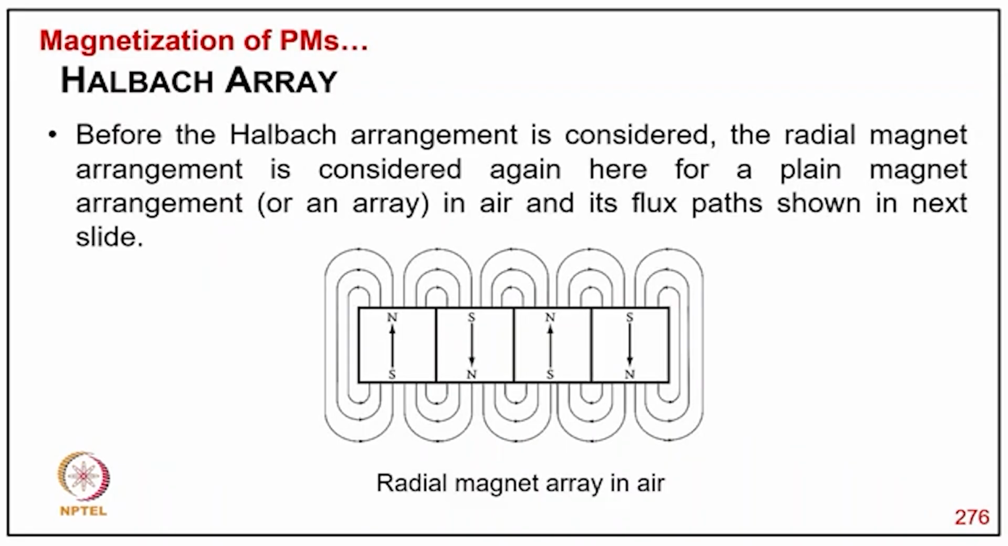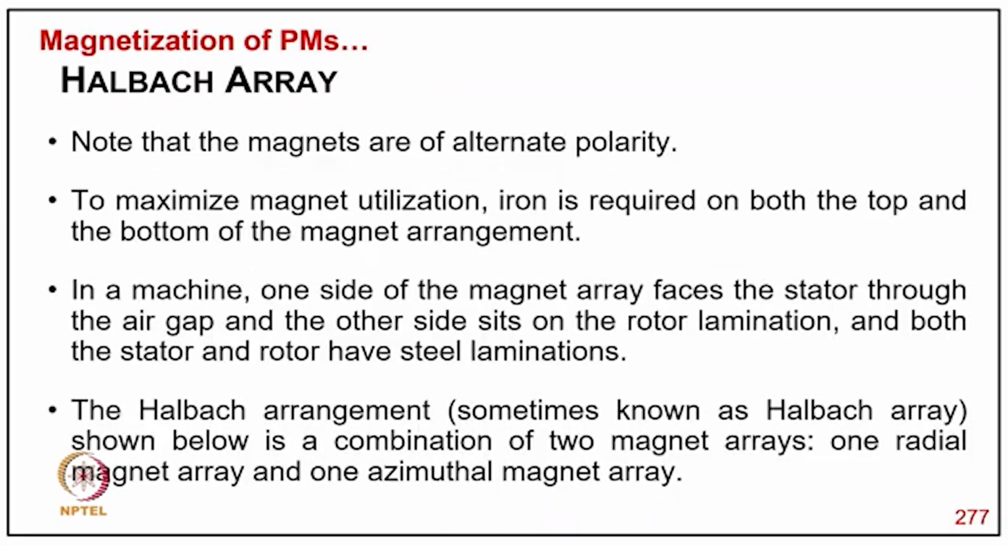Before the Halbach arrangement is considered, the radial magnet arrangement is considered again here, for a plain magnet arrangement or array in air, and its flux path is shown in the next slide. Note that the magnets are of alternate polarity. For magnet utilization, iron is required on both the top and bottom of the magnet arrangement, and in the machine one side of the magnet array faces the stator, the air gap, and the other side the rotor lamination, and both stator and rotor have a steel lamination.